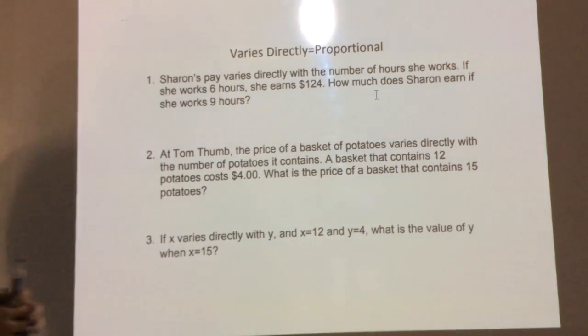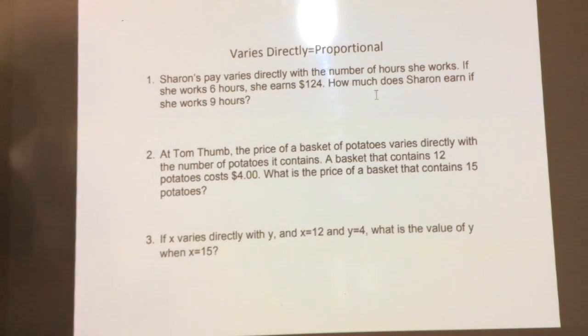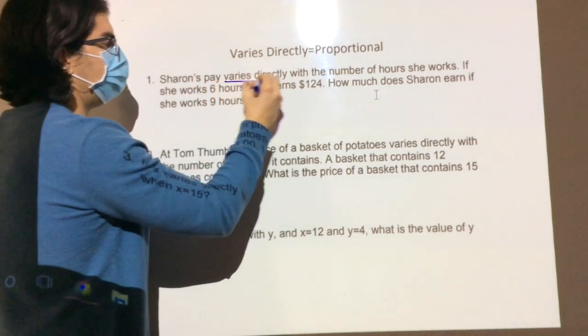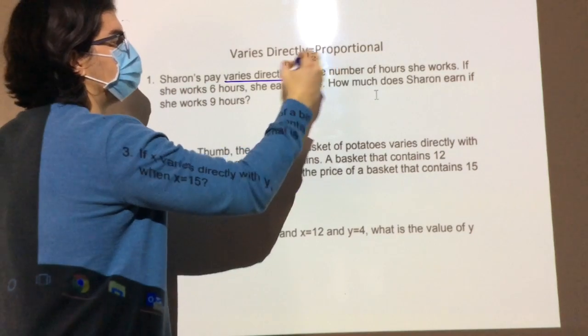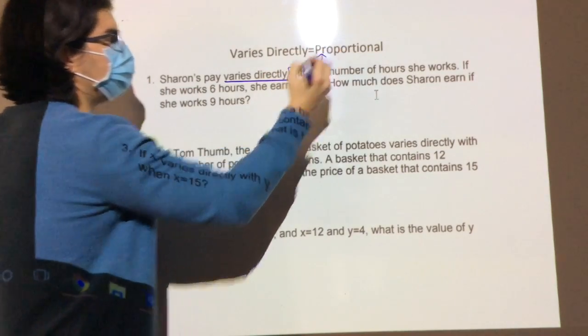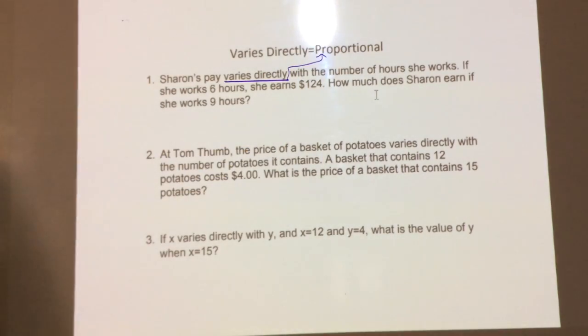All right, so it says Sharon's pay varies directly with the number of hours she works. Okay, when we see the term varies directly, we need to understand that it is equal, just like it says up here, to the word proportional. Varies directly equals the word proportional. They're consistent. They're constant. They mean the same thing.